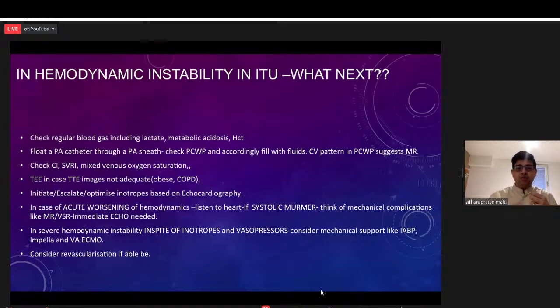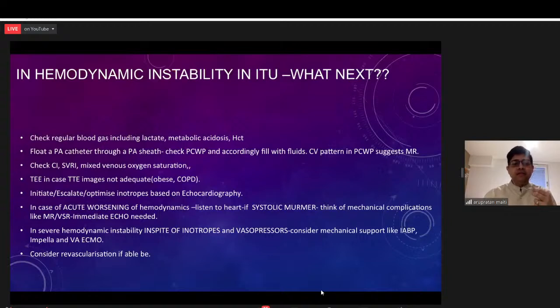In case of acute worsening of hemodynamics, listen to the heart. If there is any systolic murmur, think of mechanical complications like MR and ventricular septal rupture. Pericardial tamponade can also happen. So an immediate echo has to be done to diagnose that.